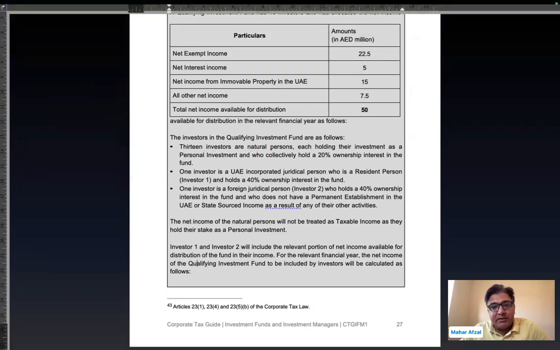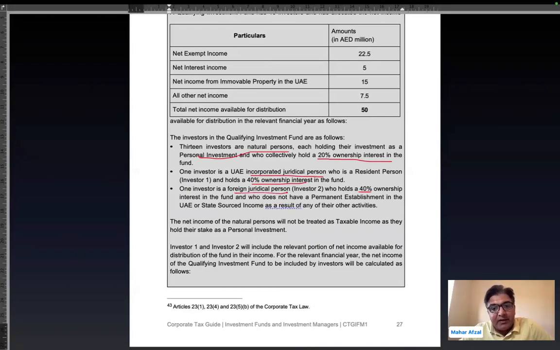Investor 13 is the natural person. Holding an investment as a personal investment means their income will not be subject to tax. Straightforward. Collectively, ownership interest is 20%. One investor in the UAE is a resident juridical person, a UAE resident juridical person, with 40% ownership. Investor 2 has 40% ownership. A foreign juridical person means a non-resident person.